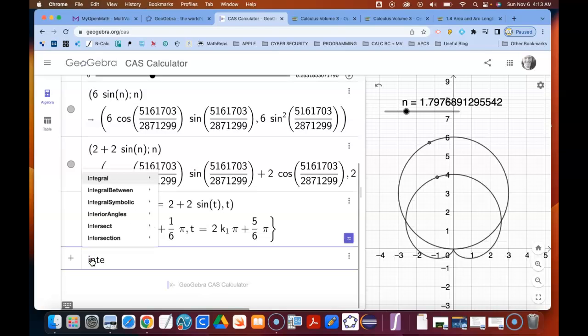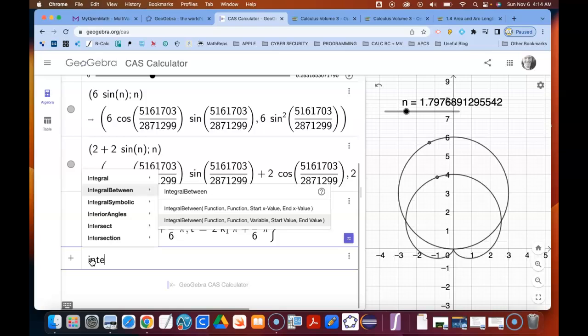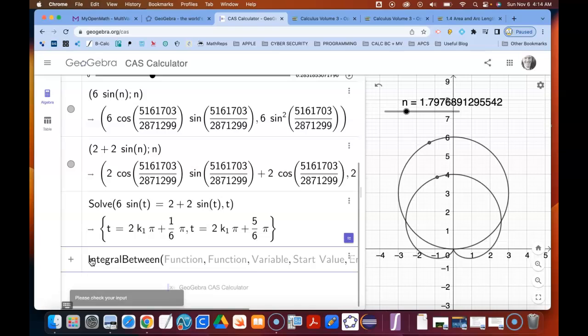So when I type in integral, there's this magic integral between. So let's see what this does. It takes the function, my guess is the outer function, which would be the 6 sine of t, and the next function would be the inside function, which would be the 2 plus 2 sine of t. I'm going to declare a variable, so I'm going to use this function here, start value and end value. So let's try this out, see what it does.